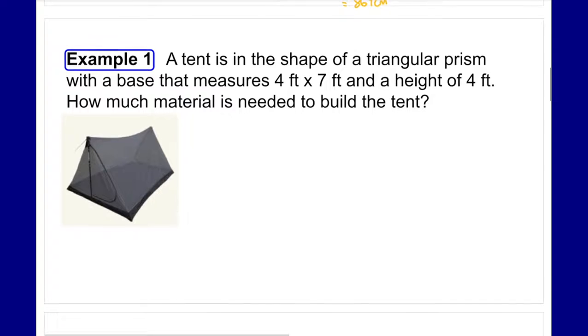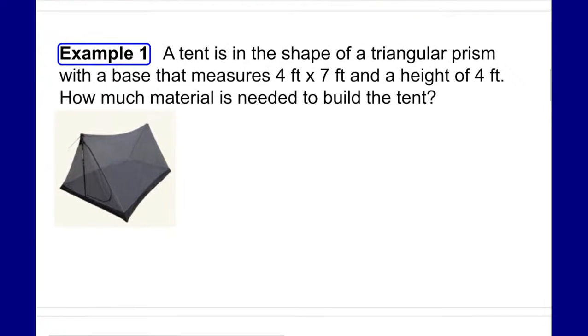So let's go through and look at some problems. A tent is in the shape of a triangular prism with a base that measures 4 feet by 7 feet and a height of 4 feet. How much material is needed to build the tent? Well, let's break it down into our specific shapes. We have our diagram here, right? So we could kind of draw in here.